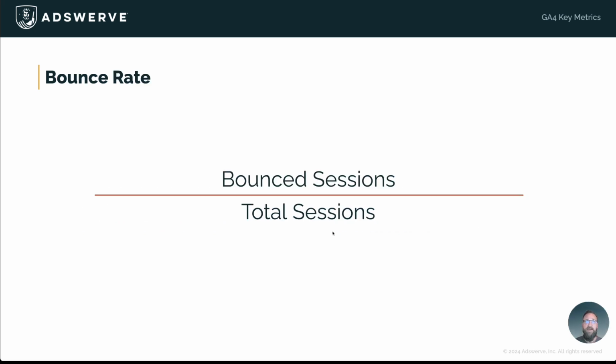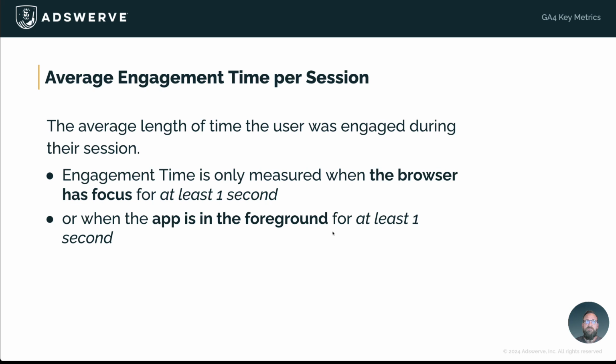And then bounce rate, the actual calculation, is going to be calculated the same. It's those bounces, otherwise known as non-engaged sessions, divided by total sessions. And that's how we arrive at the bounce rate. Along those lines, we have an engagement time metric that we will see as average engagement time per session or average engagement time per user, and a few other different ways that it's looked at. This is the average length of time the user was engaged during their session.